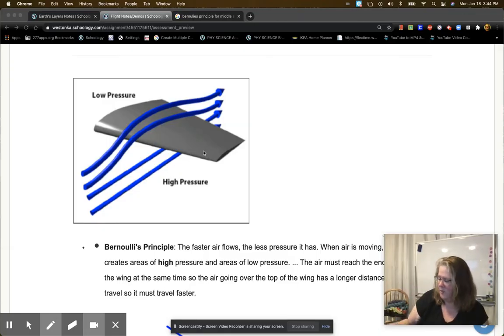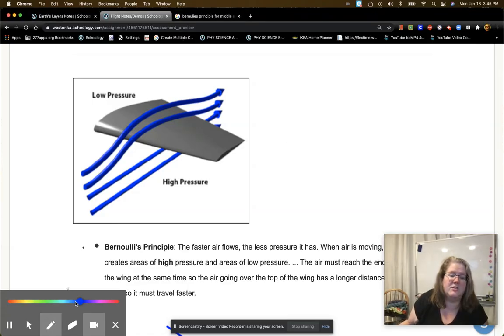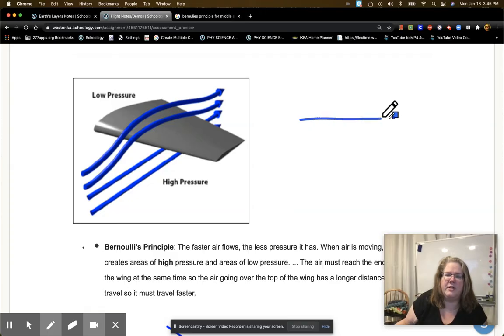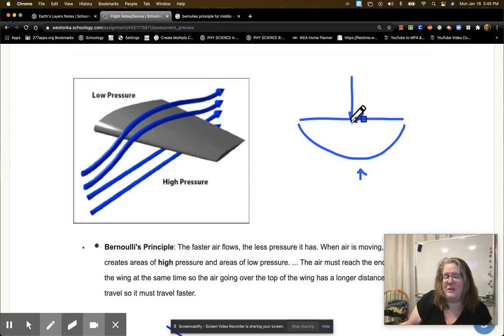If we went the other way and had an air spoiler on a car, where you've got the flat part on top and the curve on the bottom, this would be the faster moving air. So this is my low pressure, and the flat part has the higher pressure. So on a car, an air spoiler actually pushes the car down, and the faster you go, the more force it pushes down to keep your wheels on the road.